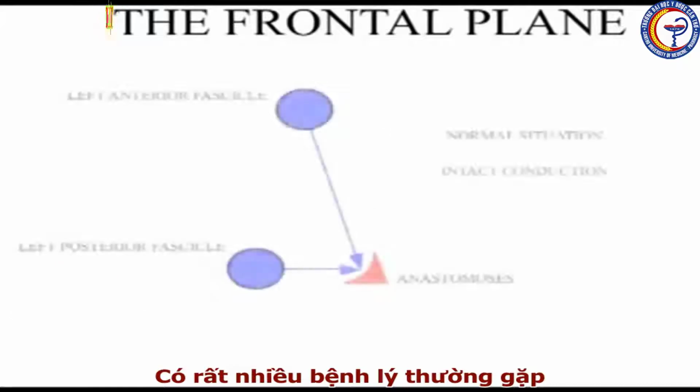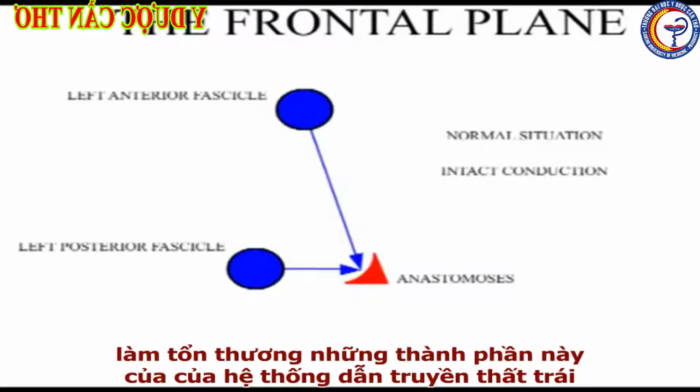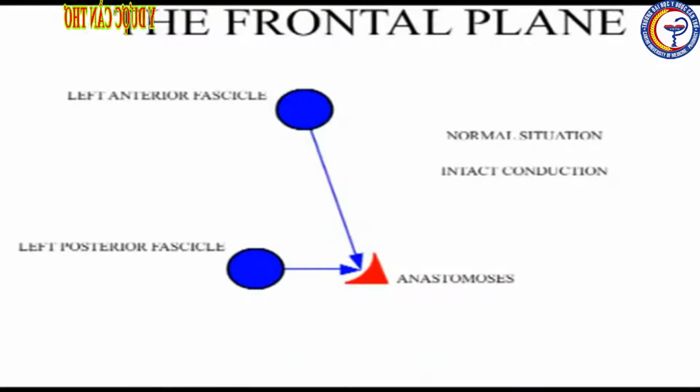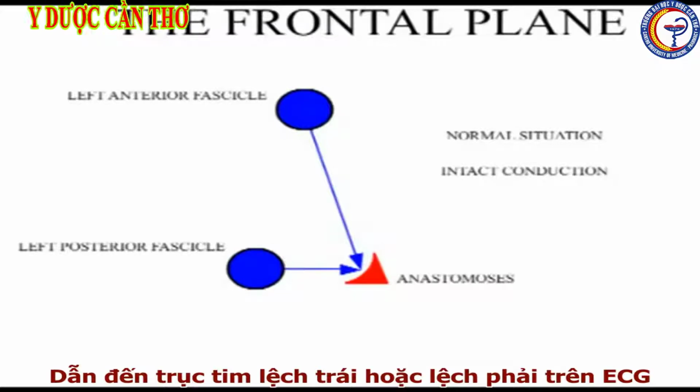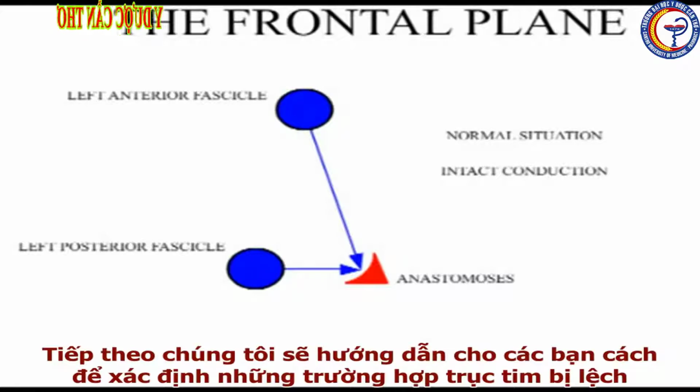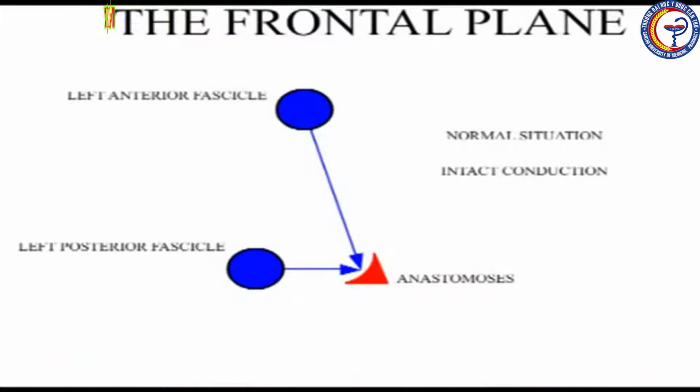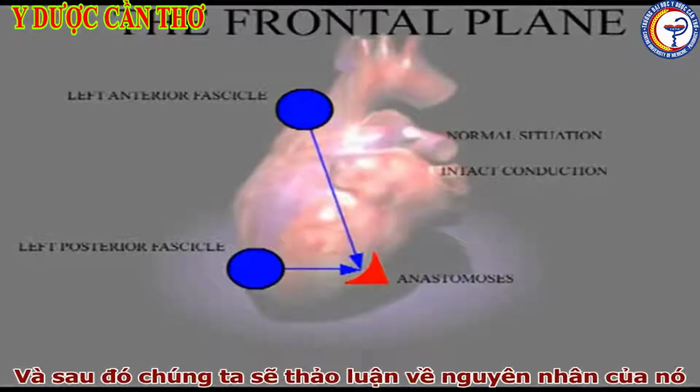Many common diseases damage the distal components of the left ventricular conducting system, resulting in left or right axis deviation on the ECG. We will now go on to show you how to identify significant axis deviation, and we will then go on to discuss their causes.